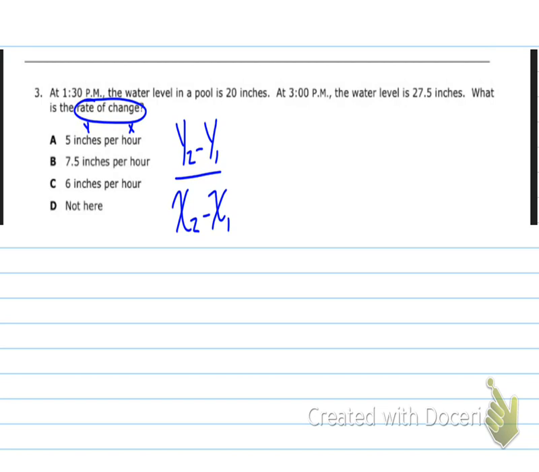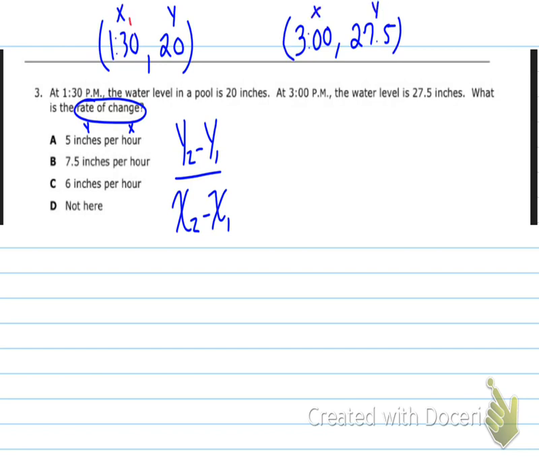So when it talks about inches, those are going to be my y values. And when it talks about the hours, those are my x values. So I'm going to go ahead and write them in x comma y form. Notice that at 1:30, that's one of my times, comma, the pole is at 20 inches. So it gave me an x comma y. X is time, y is inches. And then it says at 3 p.m., that's an x, it's at 27.5 inches. So I know the water level is rising, so that might be helpful, except all the answer choices say that it's rising. So let's go ahead and move on.